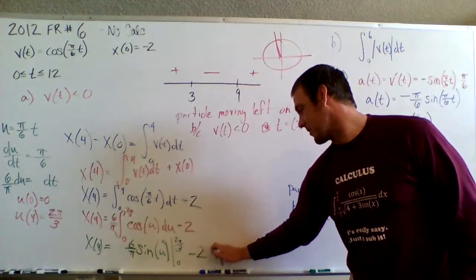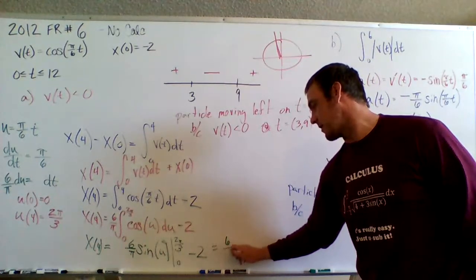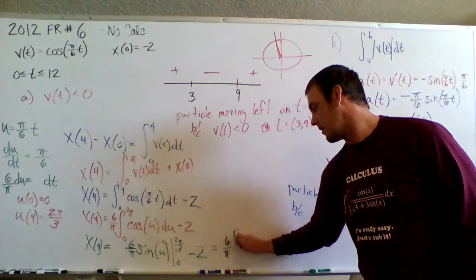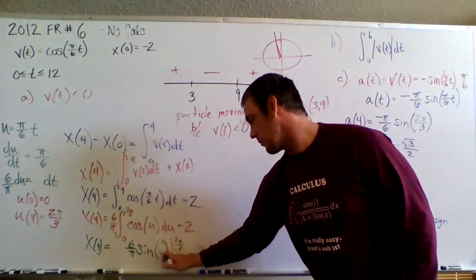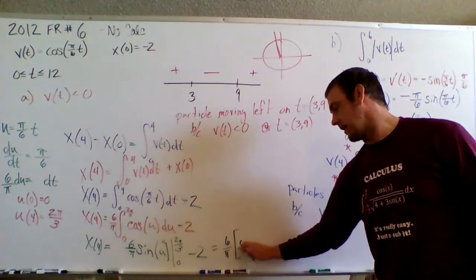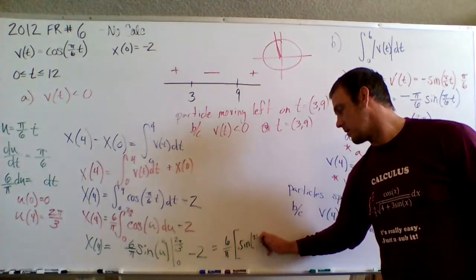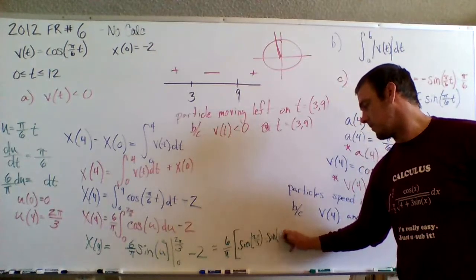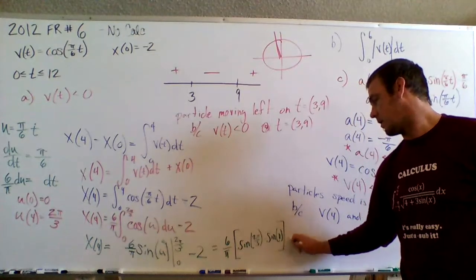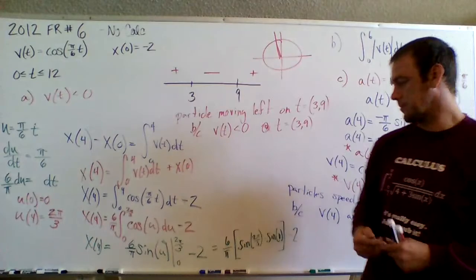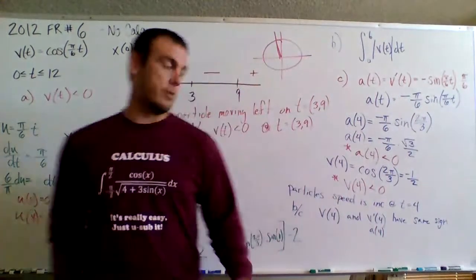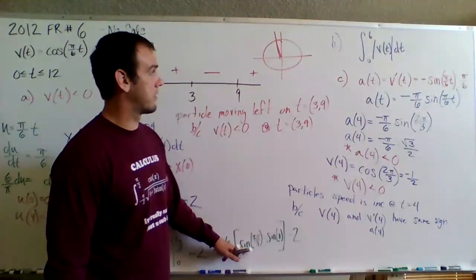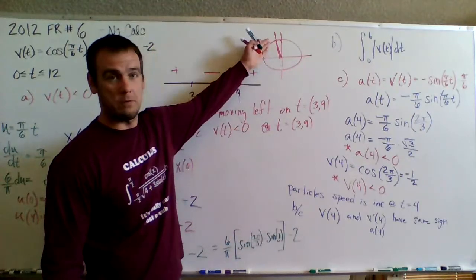Alright, so what this is then going to equal is I have my 6 over pi. I'm going to plug in 2 pi over 3, so we're going to get sine of 2 pi over 3 minus sine of 0, all minus 2. Okay, so we already figured out sine of 2 pi over 3 was going to be square root of 3 over 2.